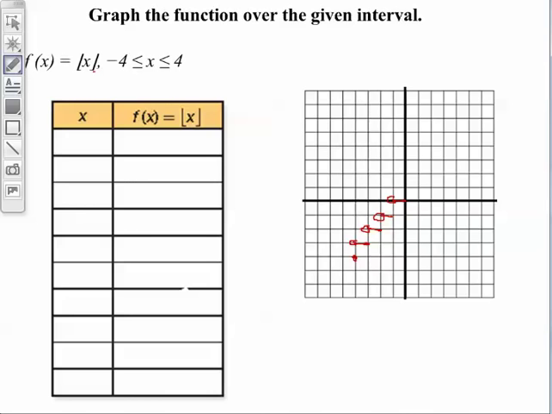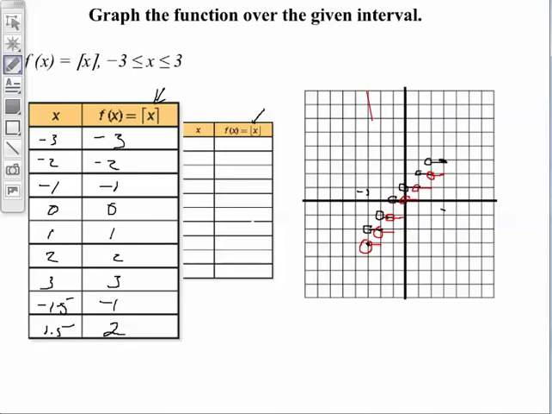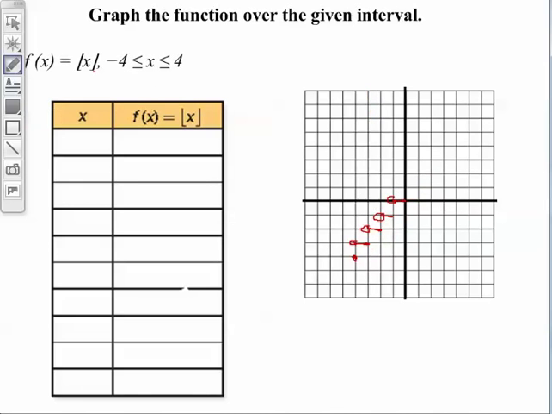Am I graphing the right one there? No, I'm not graphing the right one there. Sorry. Try again. This one, because it's got the floor, I'm going to go to 4. 1, 2, 3, 4. 1, 2, 3, 4. Point right there.